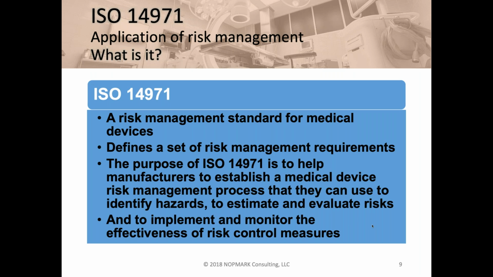So this is what's called the parent standard, the big one that drives the company to implement a risk management process within the company. This is the one that dictates how you go about identifying risk, how you go about controlling risk, and how you go about monitoring the effectiveness of what are called risk control measures. So risk control measures are those things you put in your software that will prevent harm from happening to the patient, user, or the environment.